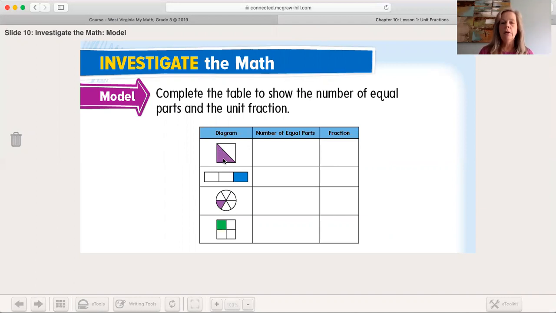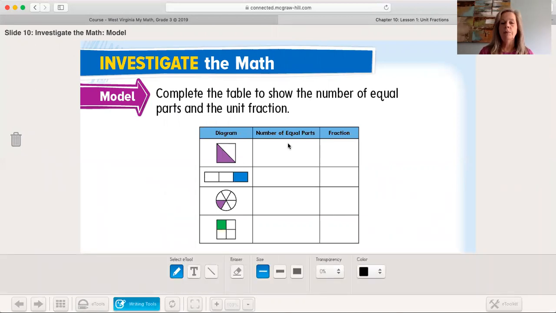So let's look at this square. How many pieces have they divided the square into? That's right, 2. So the unit fraction, what part of it is colored purple? One of the 2 parts, and that is called a half. How many parts is the rectangle divided into? 3 equal parts. And the unit fraction for that would be 1 of the 3, which is 1/3.